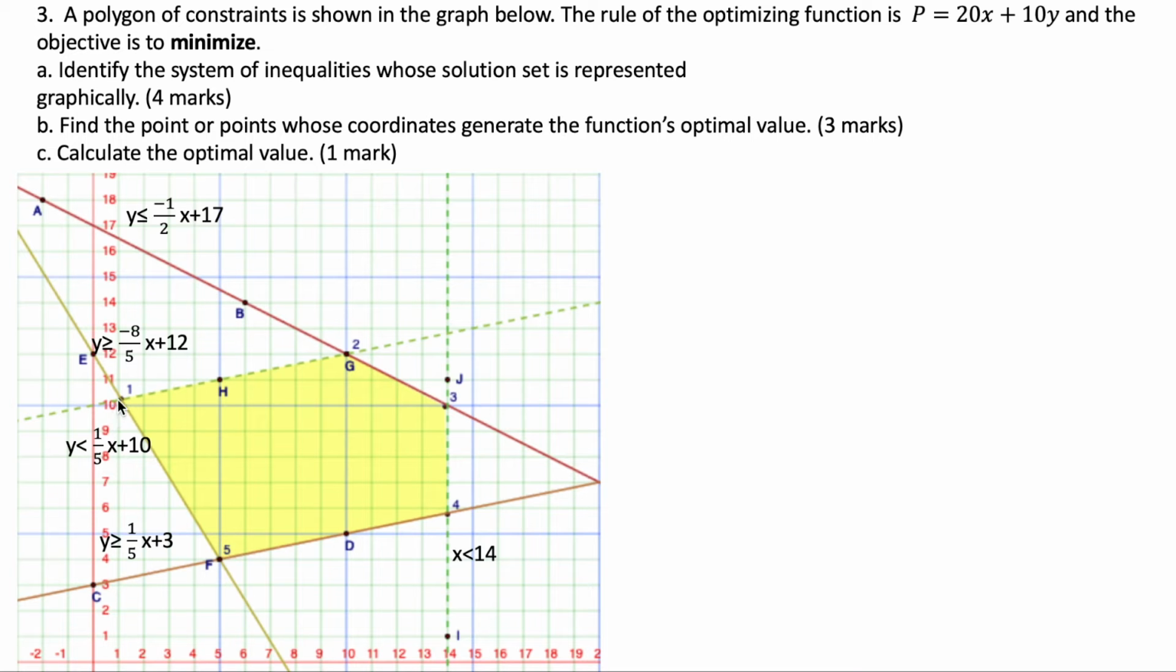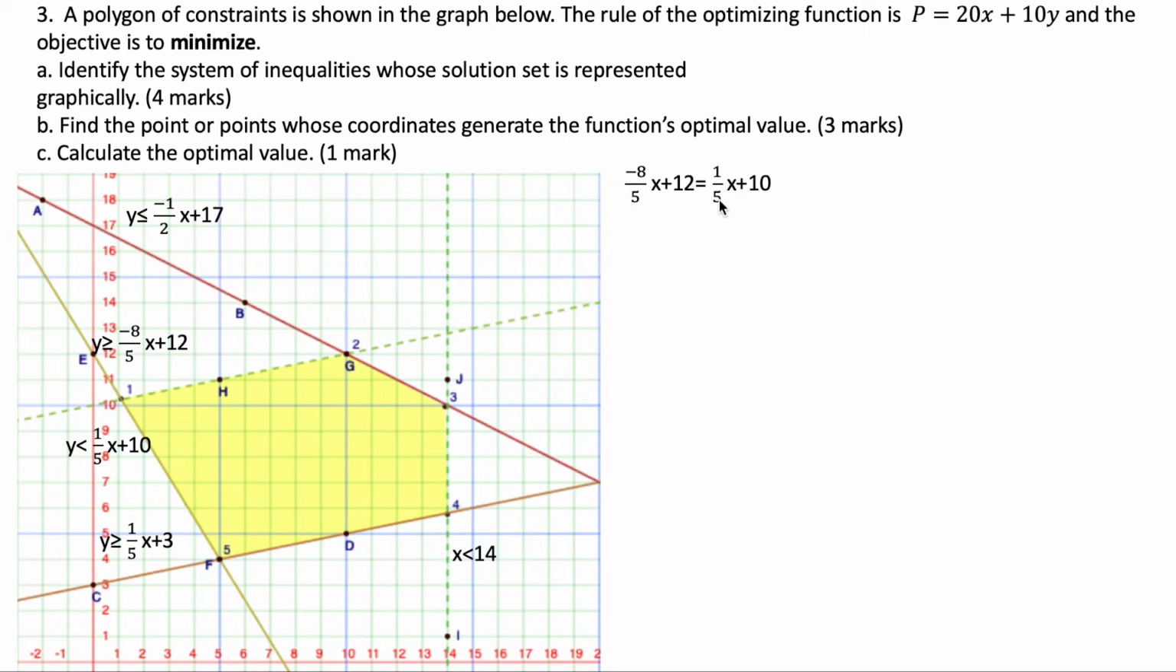If I'm going to call this my point A, it looks like 1 point something and 10 point something. I just don't know what those point somethings are, but I have to figure out what these are. This line is y is equal to 1/5 x plus 10, and this line is y is equal to negative 8/5 x plus 12. I'm going to equate those. Negative 8/5 x plus 12 is equal to 1/5 x plus 10.